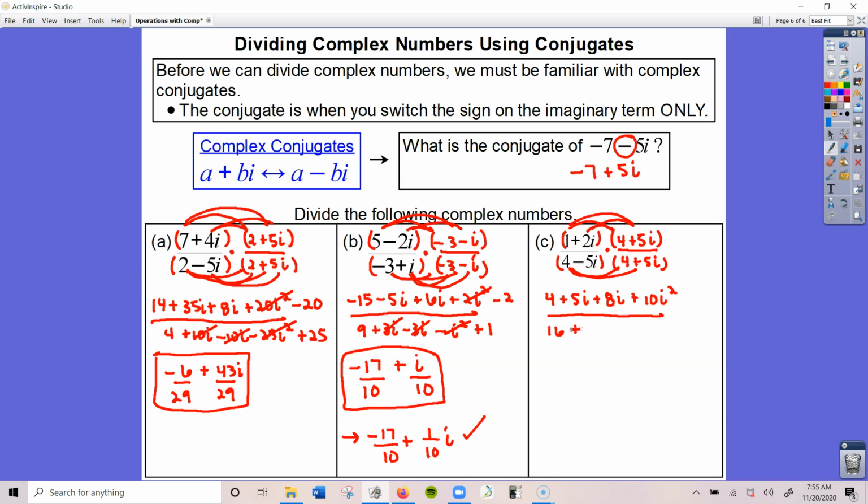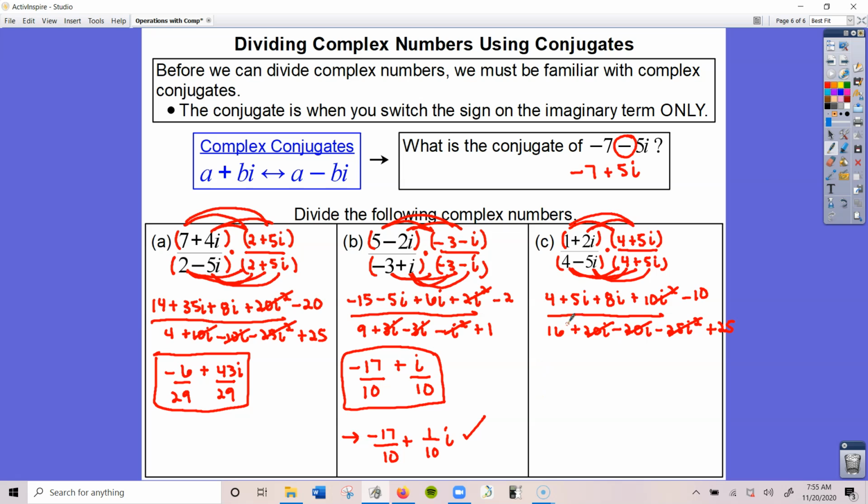4 times 5i is plus 20i. Negative 5i times 4 is negative 20i. And negative 5i squared times 5i is negative 25i squared. Now this 10i squared becomes minus 10 because it's 10 times negative 1. And negative 25 times negative 1, because of the i squared, becomes a plus 25. Additionally, these 20i's here will cancel out.